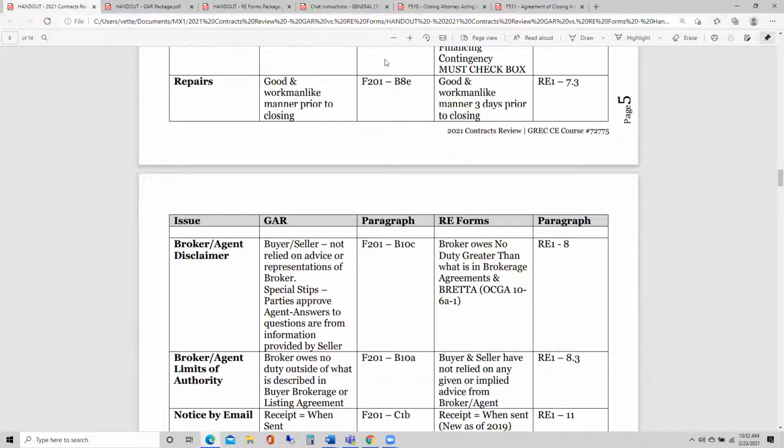If these boxes are not checked, then it is an all cash deal. All right.